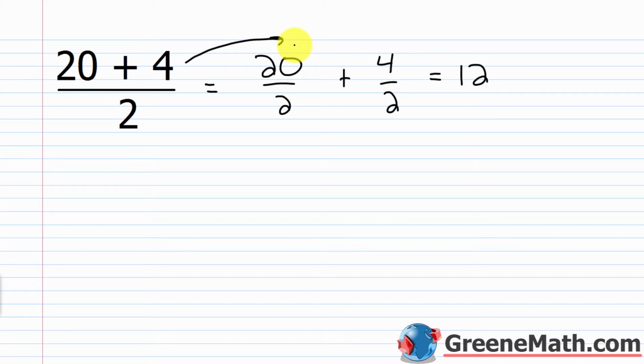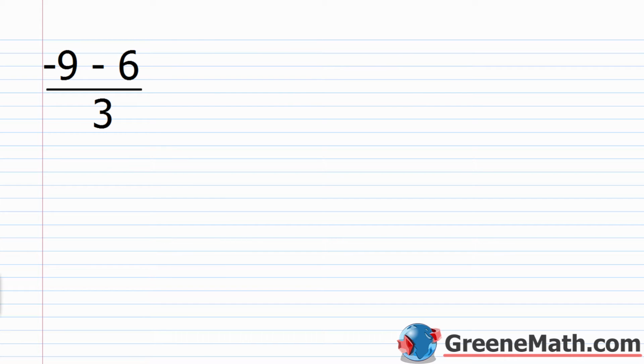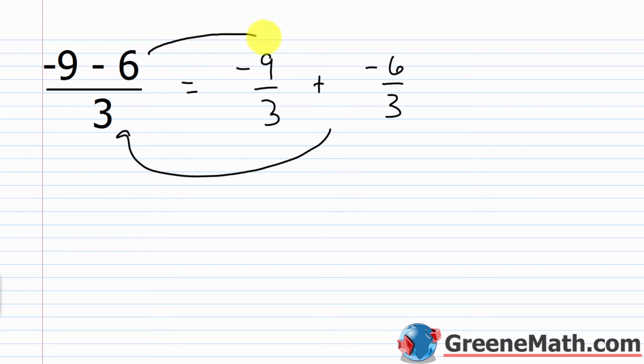As another example, let's say you saw something like negative 9 minus 6 over 3. Again, I can split this up and say I have negative 9 over 3 plus negative 6 over 3. This is just a common denominator of 3. And I can go back and forth between these two, right? These are the same. To prove that, if I take negative 9 and subtract away 6, I get negative 15. Then negative 15 divided by 3 would be negative 5. If I do it this way, negative 9 over 3 is negative 3, and negative 6 over 3 is negative 2. So you would have negative 3 minus 2, which again is negative 5. So either way, it's the same result.